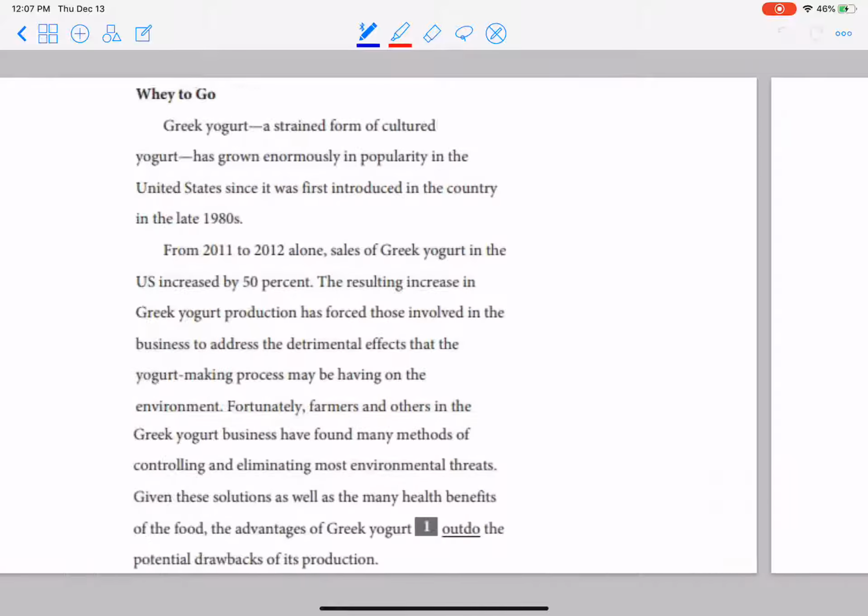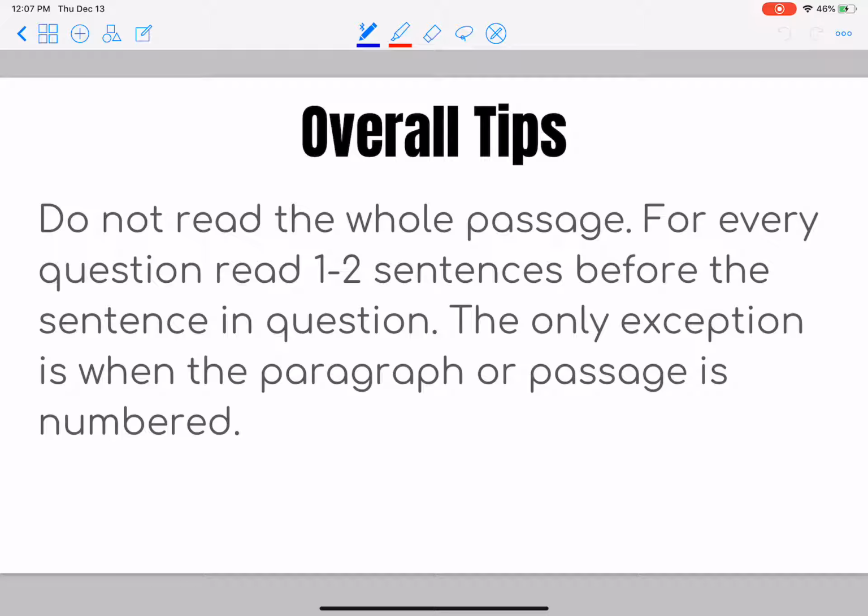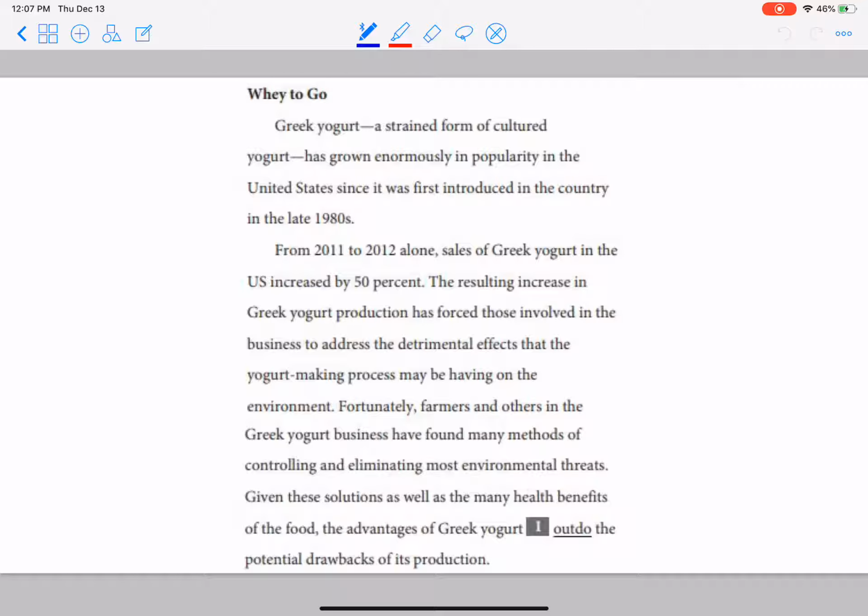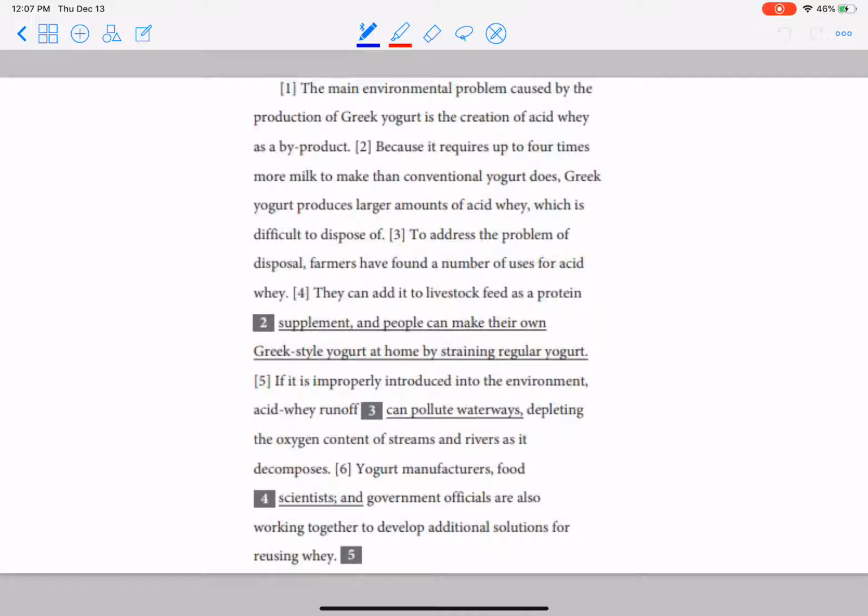So let me go back to the tip one more time and reread it. So remember, do not read the whole passage. You don't have to. For every question, read 1 or 2 sentences before it. And the only exception is when the paragraph or passage is numbered. When it's numbered, it's going to look like this, and you need to read the whole passage to be able to answer that question.